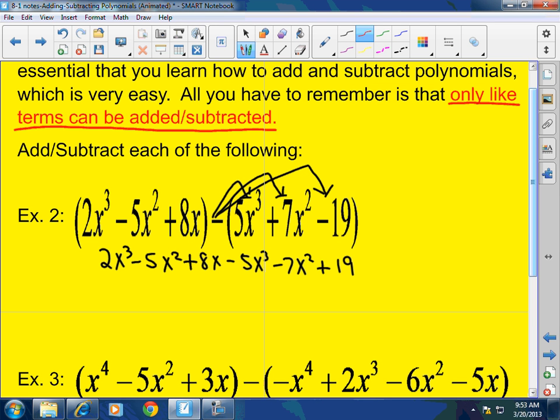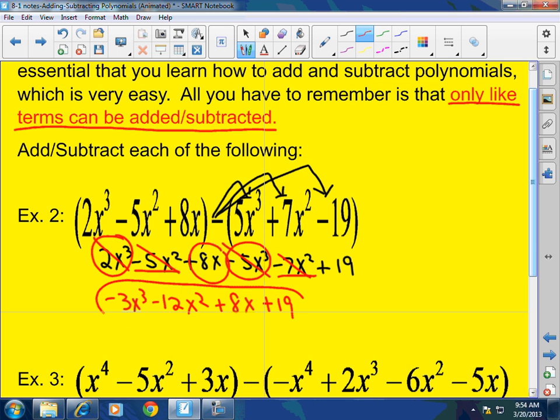What I like to do, until you get a handle on this, is help yourself. 2x cubed and negative 5x cubed are the only like terms with a degree of 3. So that's negative 3x cubed. Very good. I get rid of these. They're done. Negative 5x squared and negative 7x squared make negative 12x squared. Fantastic. Then I have only my plus 8x. Good. Plus 19. Done. You cannot add any of these anymore because they're not like terms.